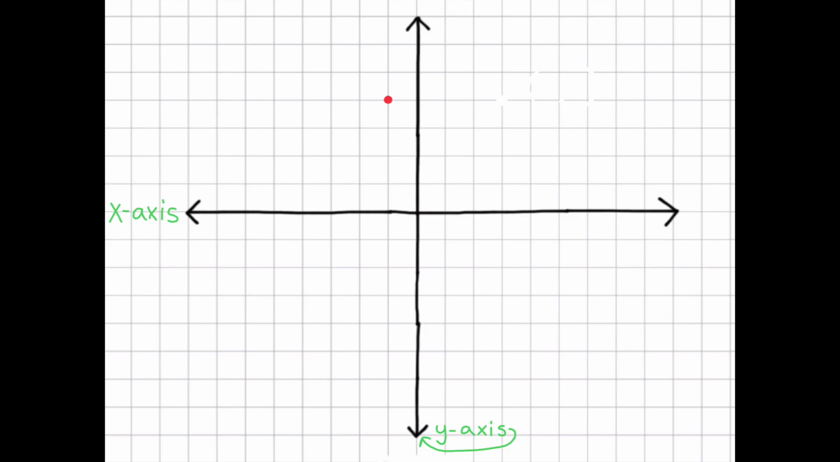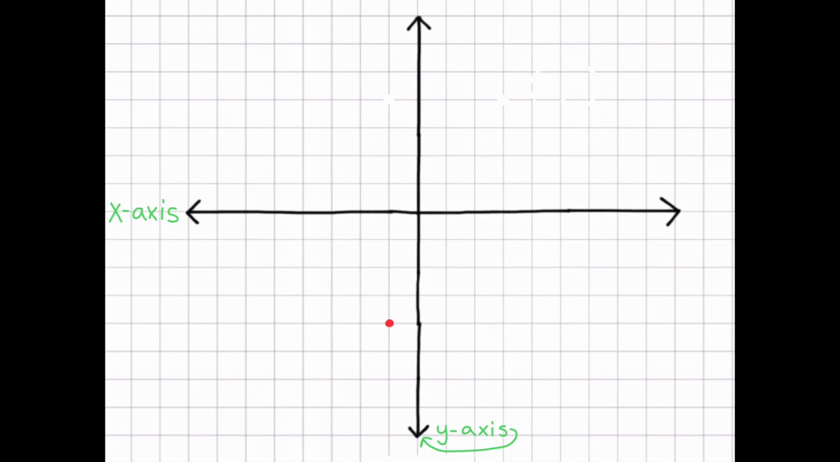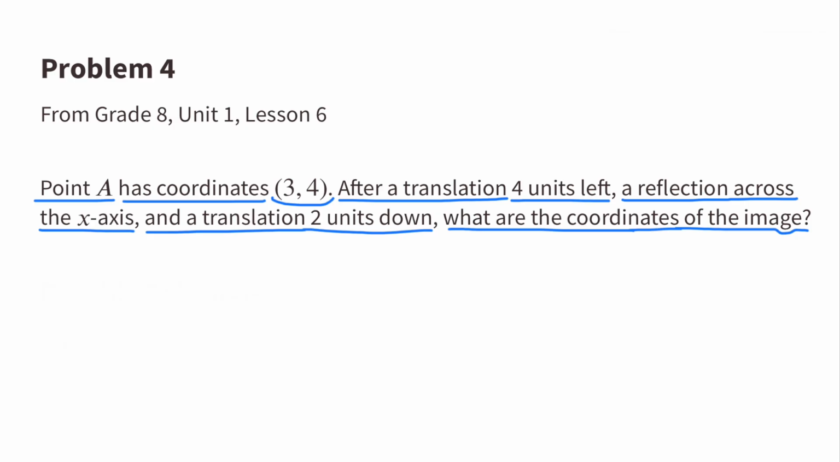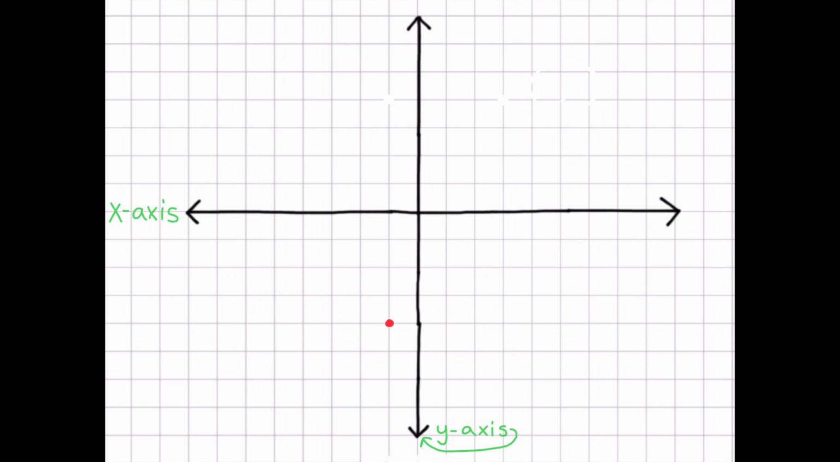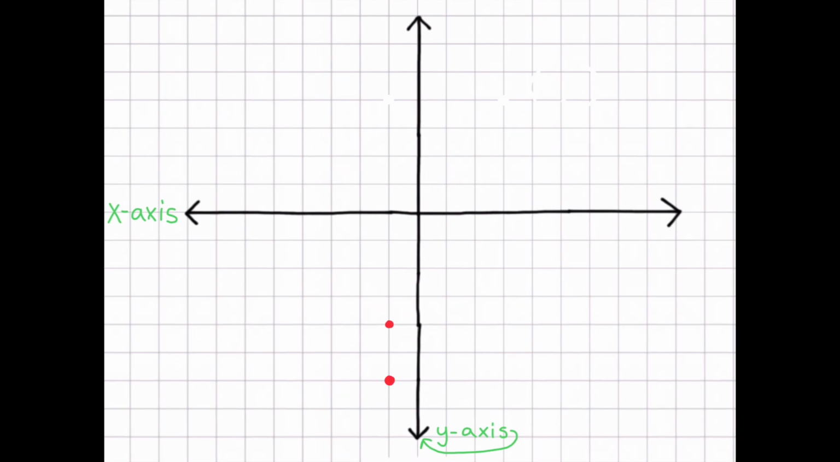So they're asking us to do a reflection across the x-axis. Right now the point is 4 units above the x-axis. We need to put the point as a reflection 4 units below the x-axis. Here's the new location of the point after the reflection across the x-axis. The last step that they're asking us to do is a translation 2 units down. So we need to move the point 2 units down along the y-axis. Here's the final location of the point after all the moves.